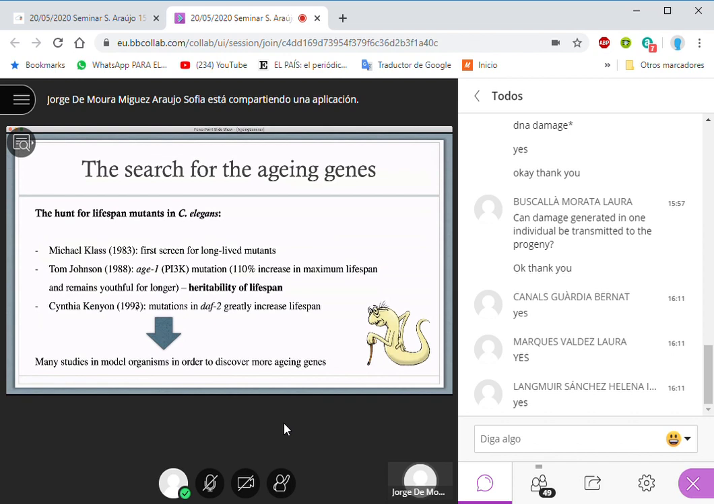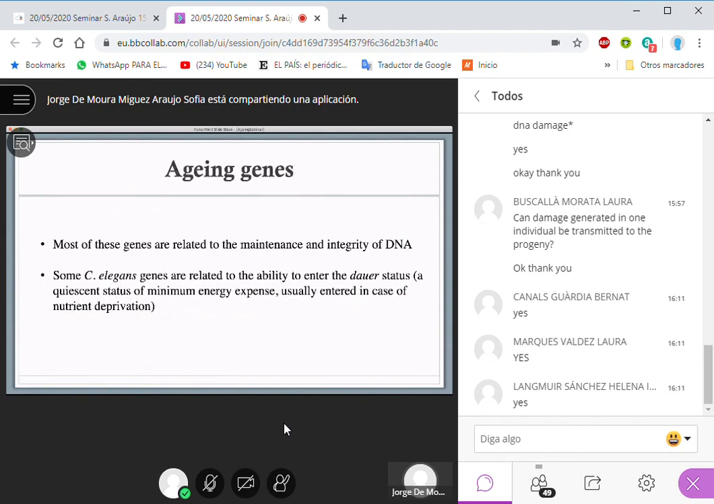And so many studies in many other different model organisms were done in order to discover more genes. So what happened? All the genes that were found in the years around the 90s, up to the end of the 20th century, from all these genetic screens, most of these genes are related to the maintenance and integrity of DNA. So we go back to what we were talking about before. Many of these genes were related to DNA repair. So if you had mutations that made the DNA repair machinery work better, you would get mutants that would live longer.